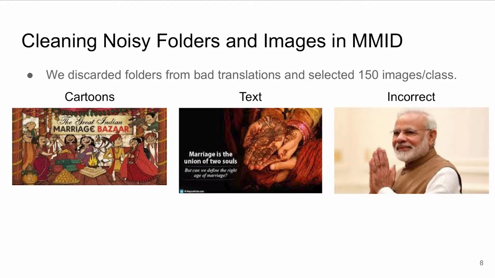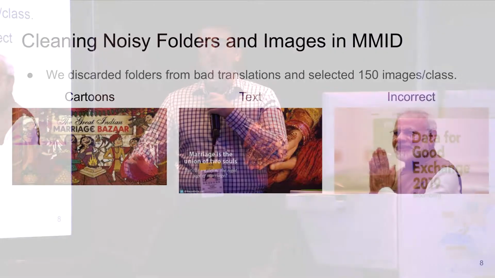So there are examples of cartoons or images with text in them, or photos that just aren't related to the tags. So we had to do a lot of cleaning manually in this work, and in the future you could imagine crowdsourcing some of this cleaning and even sending it to people who are located in the regions that we care about to get a more accurate set of clean images.